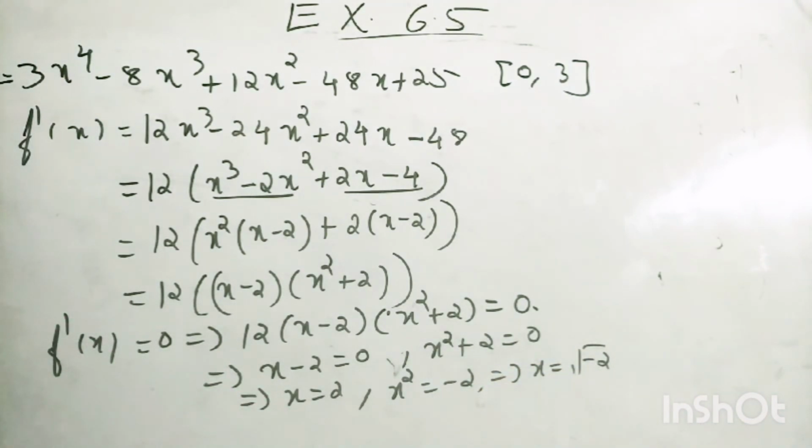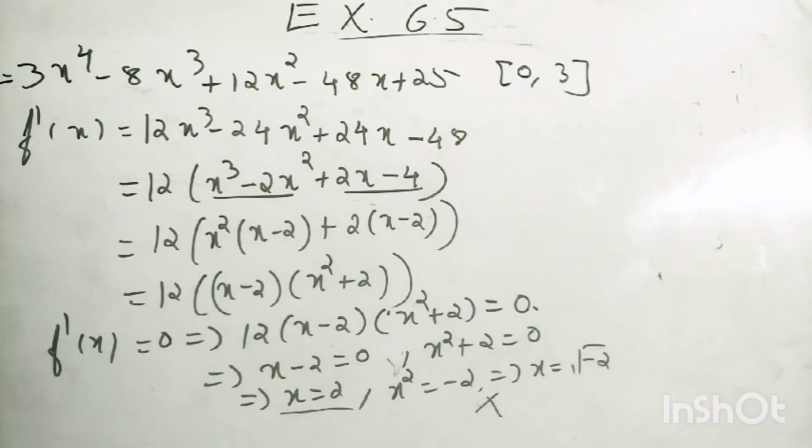Square root of minus 2. We are considering the real numbers. So the square root of minus 2 is not a real number, that is a complex number. So we don't want to consider this case. So the only critical point is x is equal to 2.